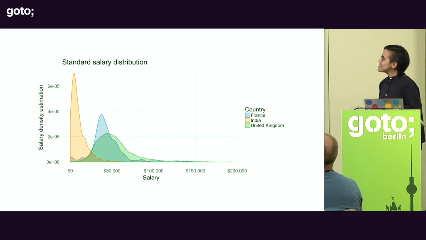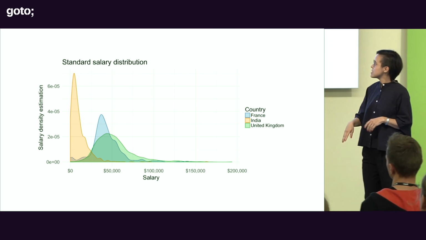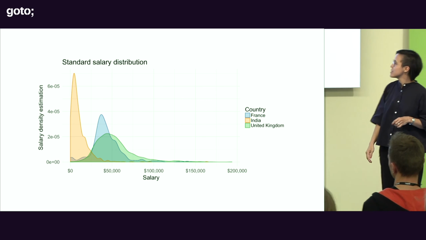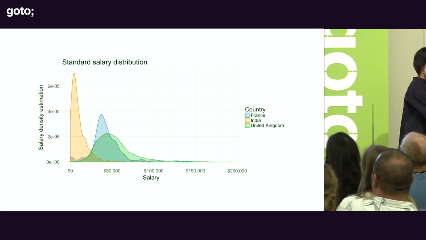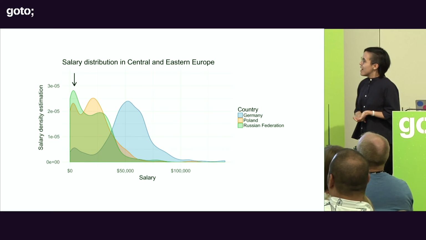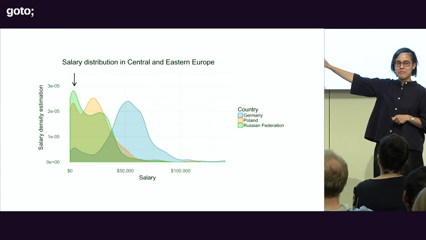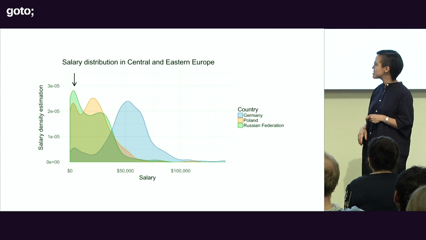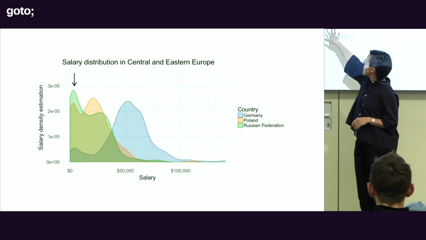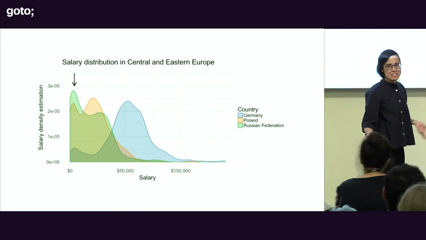And so I looked at standard salary distributions from countries that seemed normal. You can see that these distributions are different, but they are sort of nice with one big bump. They look reasonable. So let's look at Central and Eastern Europe. You can see that in Russia, there is a big bump in the beginning with very low salary, and then a smaller one with larger salary. In Poland, they are more or less the same. In Germany, there's a main bump here, but there is a significant bump in the beginning as well. Can anyone guess what's happening?